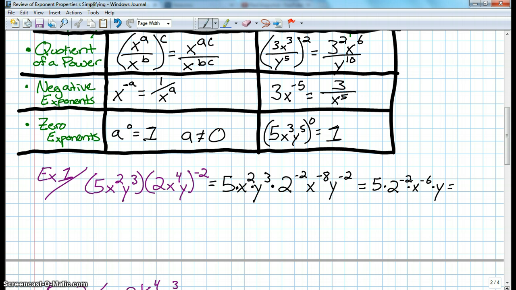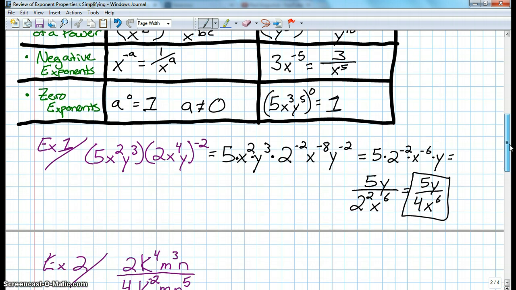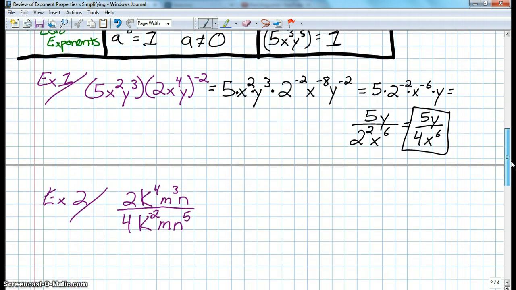Now, let's take care of these negative exponents. The 2 to the negative 2nd and the x to the negative 6th will get moved to the denominator. We're left with 5y in the numerator over 2 to the 2nd, x to the 6th. And we can finally simplify this to 5y over 4x to the 6th. Okay, I'll keep that up here, but still look at our next example.